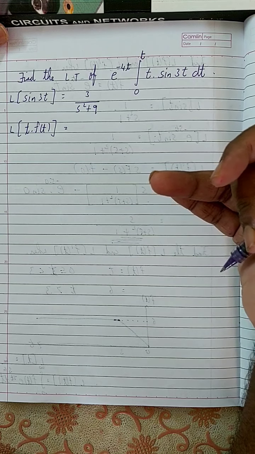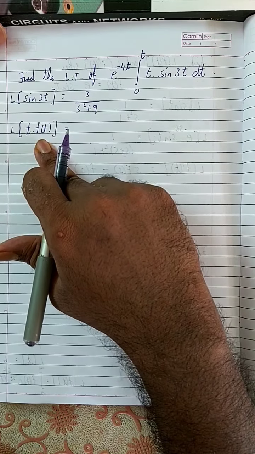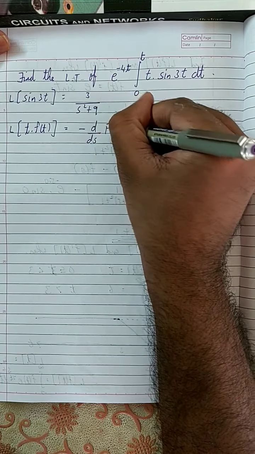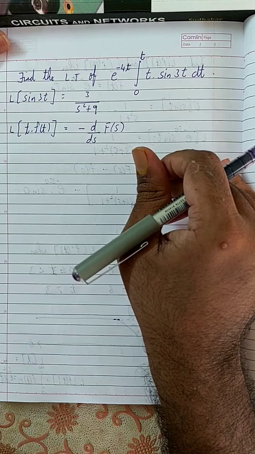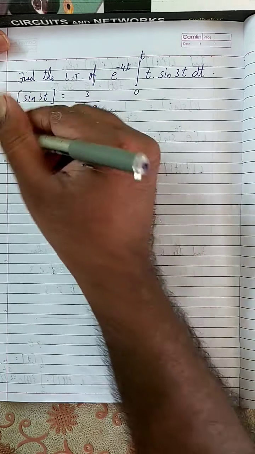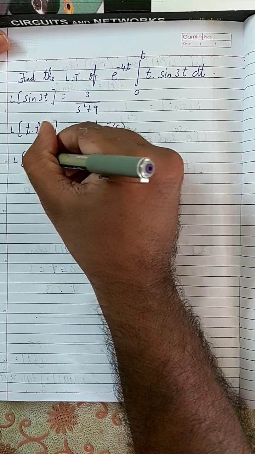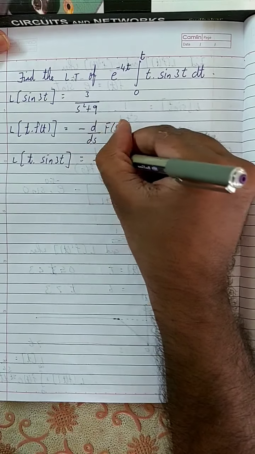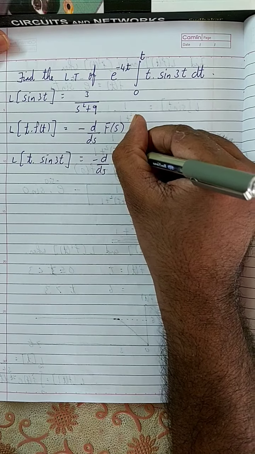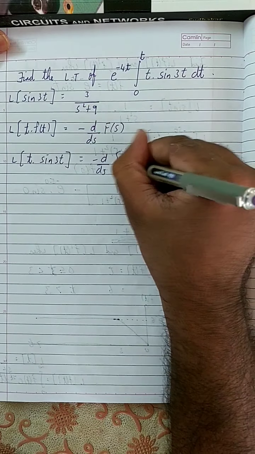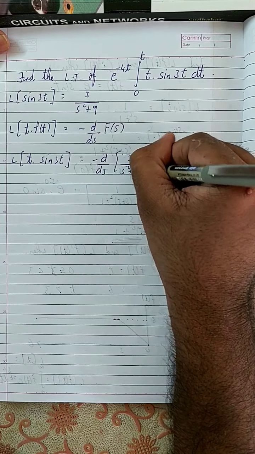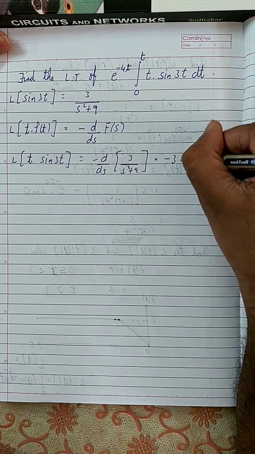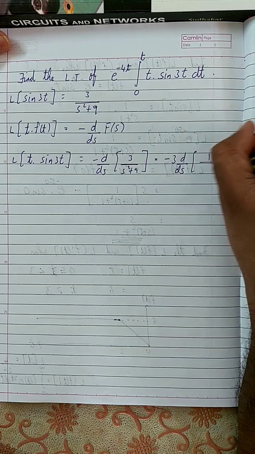So here the Laplace transform of t f of t is nothing but minus d by ds of F of s. This is called the multiplication by t property or frequency differentiation theorem. So in that case, the Laplace transform of t into sine 3t is nothing but minus d by ds of 3 by s square plus 9. This is minus 3 into d by ds of 1 by s square plus 9.